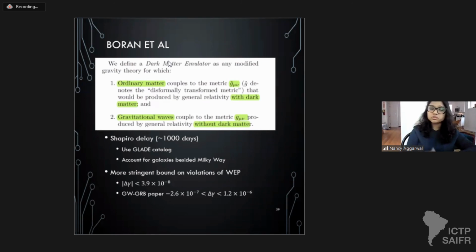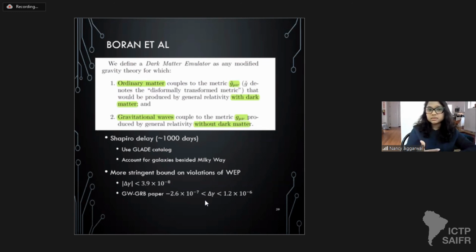And then they were able to put a bound on violation of the weak equivalence principle, given that there was this Shapiro delay in the photon arrival time, and given that on Earth we measured the photons after a certain time. That tells us something about this gamma parameter that you can use to violate the weak equivalence principle.